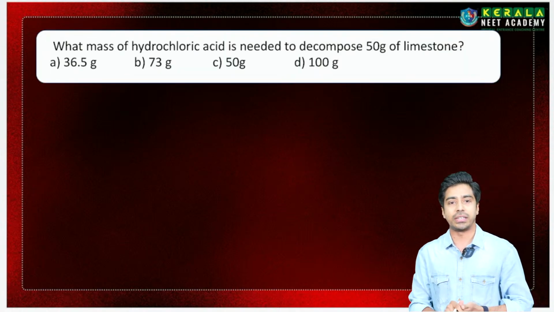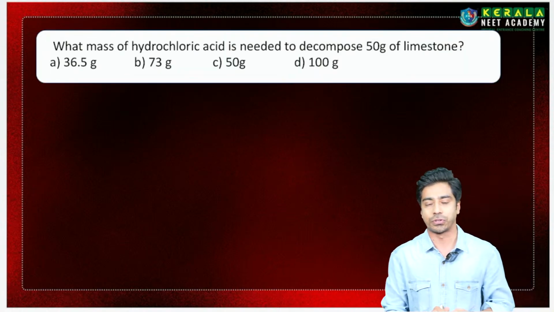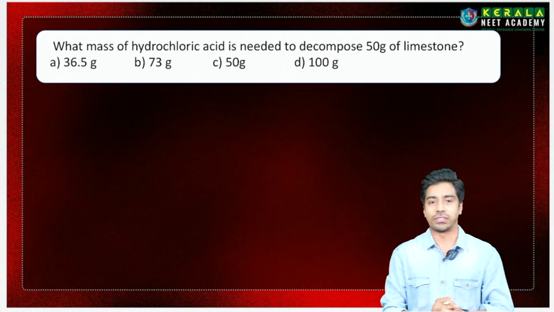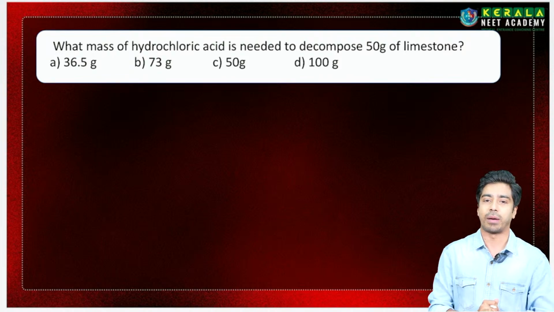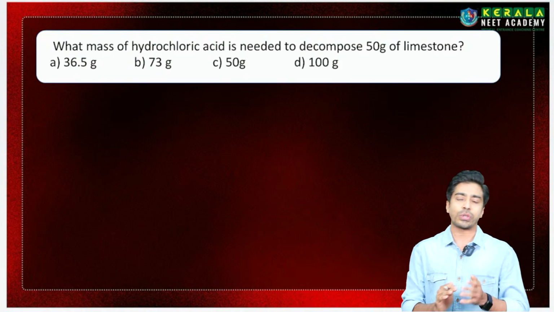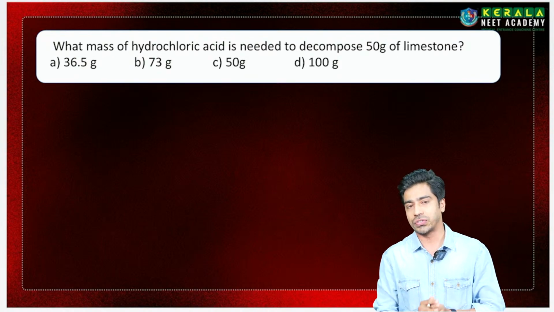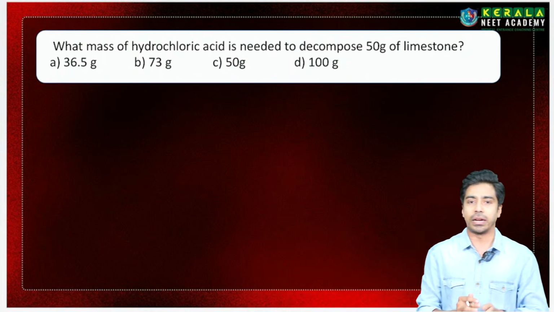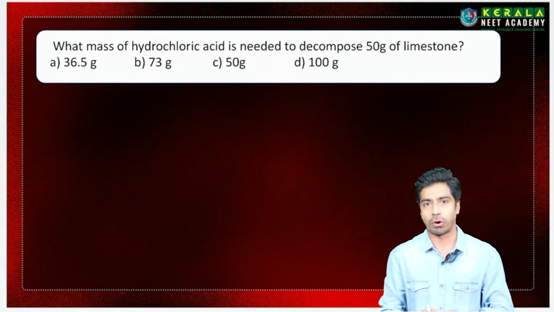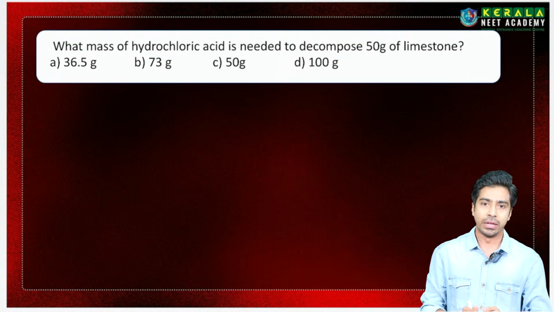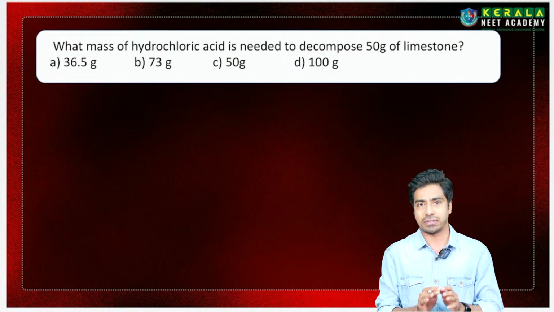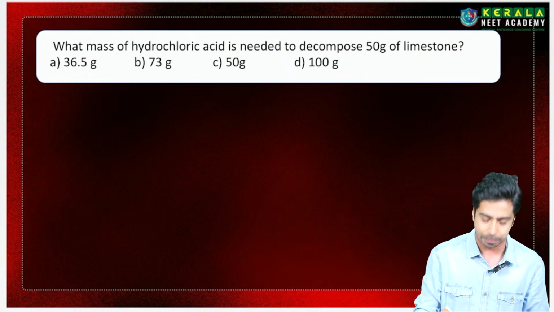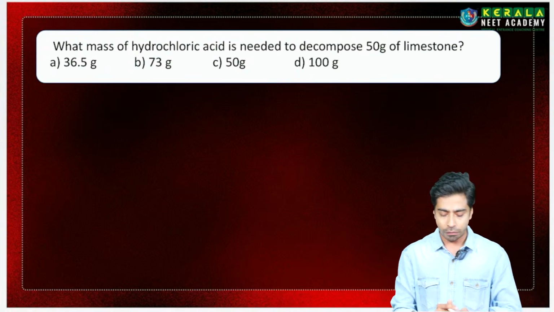You can see this question is from basic concepts of chemistry. What mass of hydrochloric acid is needed to decompose 50 gram of limestone? This question we can expect in two ways. Either it can be direct, the one which I have given now, or it can be like 20% limestone or 10% limestone. If it is mentioned as 50 gram of limestone, you can take that compound to be 100% pure.